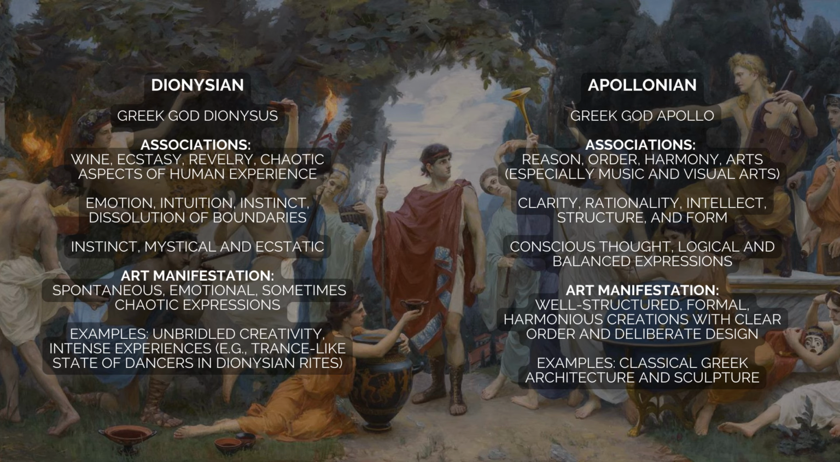And from a Jungian lens, the Apollonian corresponds to rational thought, conscious awareness, and the desire for clarity and order, representing the ego and conscious mind.